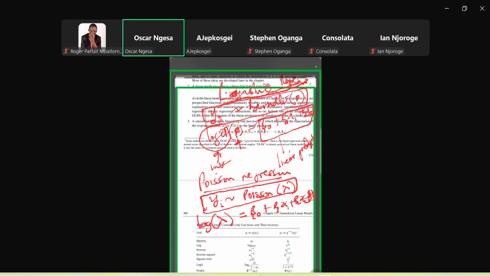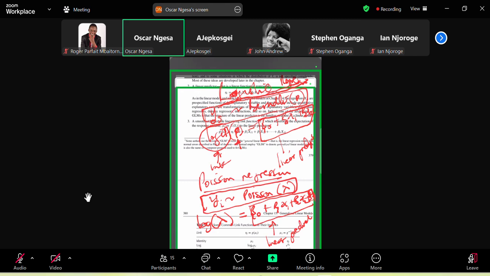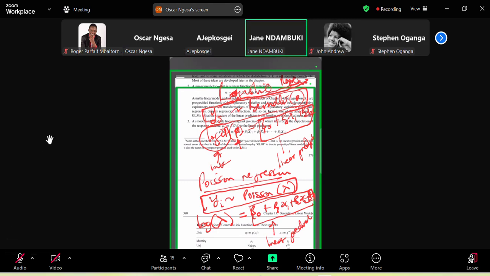Another person, can you show me the linear predictor in this Poisson regression? The linear predictor is beta naught plus beta 1 x1 plus beta 2 x2 plus beta 3 x3. Correct. This part is the linear predictor. Another person, the link. The link is log.